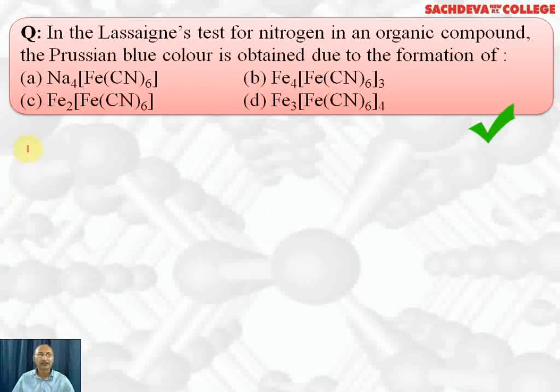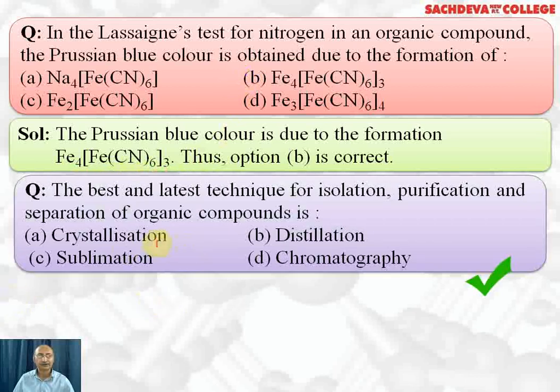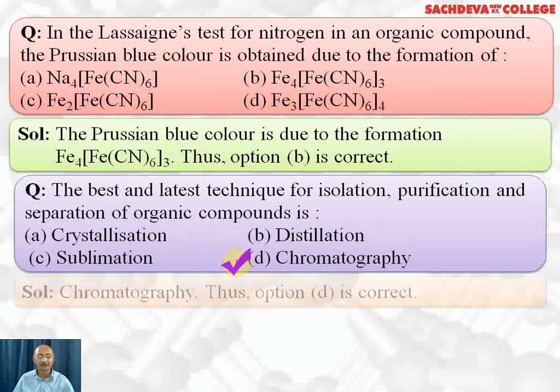These are multiple choice questions. In the Lassaigne's test or sodium extract for nitrogen in the organic compound, Prussian blue color is obtained due to the formation of... The correct answer is ferric ferrocyanide, Fe4[Fe(CN)6]3. B part is the correct answer. Second question: the best and latest technique for isolation, purification and separation of organic compound is... Correct answer is chromatography, that is D part.